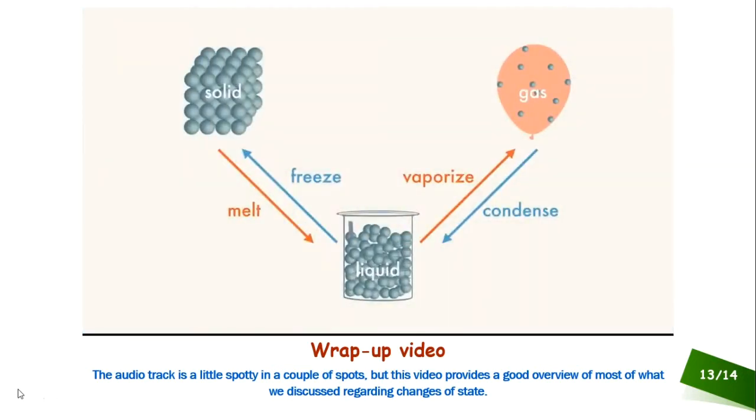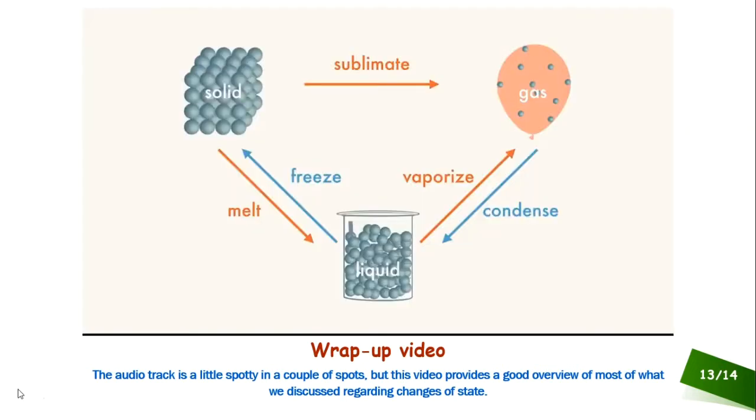Now solids can also skip the liquid phase and go directly to gas under the right conditions, usually low pressure or temperature. It's called sublimation. This is how we freeze-dry food and why dry ice, which is solid carbon dioxide, makes great spooky fog at Halloween. Gas can also go directly to solid in a process called deposition, which is also sometimes called desublimation.